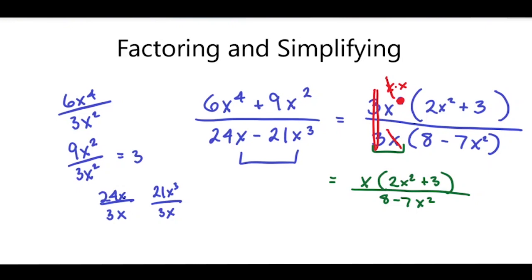Well, this is supposed to be in simplest form, so that means that I need to multiply this x back into the expression. So my final answer is 2x to the third plus 3x over 8 minus 7x squared. And that's the final answer. And that's how you factor and simplify that expression.